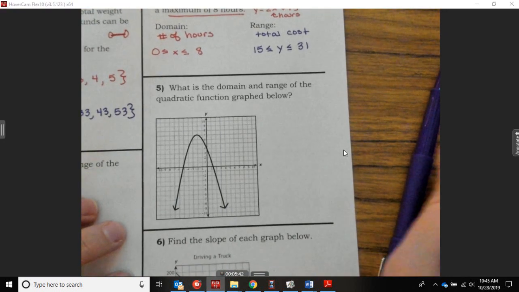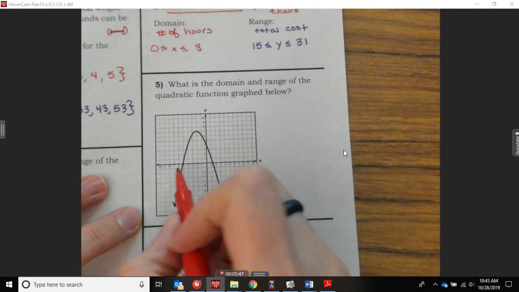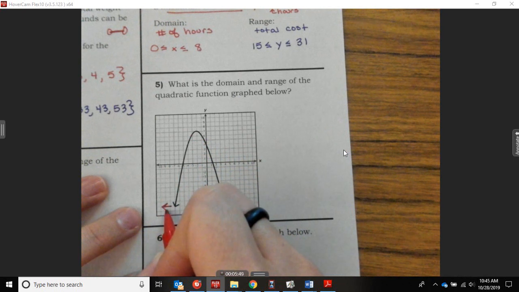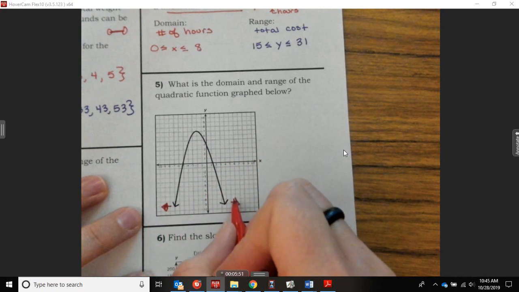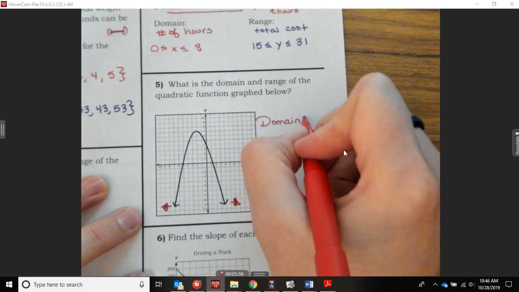Number 5, domain and range for this quadratic function. So the domain is my x. Does it go left forever? Does it go right forever? And of course it does. So my domain is all real numbers.